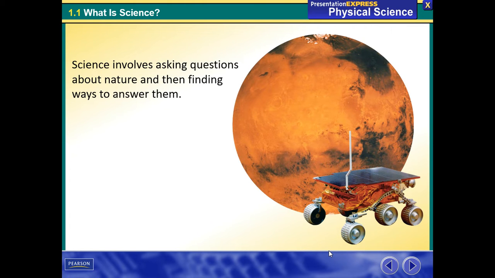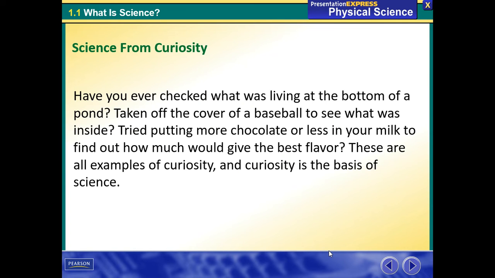Science involves asking questions about nature and then finding ways to answer them. And it all stems from the key word curiosity. Since you were little, you were probably curious about so many different things. You may have asked what lives in the bottom of a pond, or what's in the middle of a baseball? What if I add more chocolate milk? Are there aliens out there? Why do the trees change color? All of these are examples of curiosity, and without it, we wouldn't be getting very far in science because it's the basis of science.